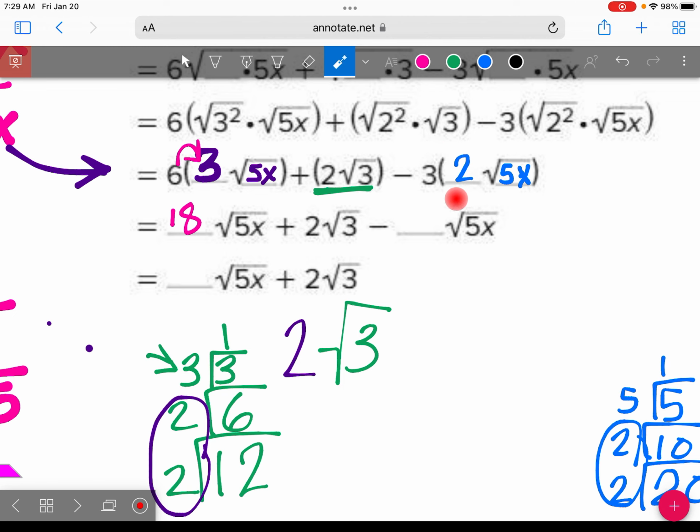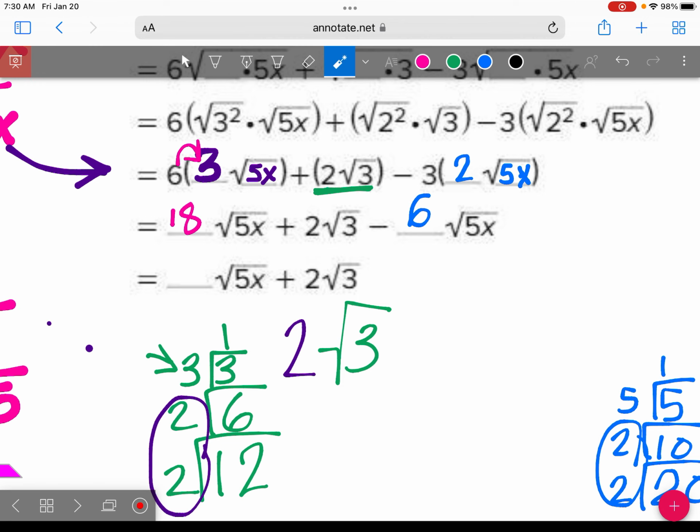Over here on our 20, we also had a 3 out front up there. So we have to multiply this here to get rid of these parentheses. So we have 3 times 2. Yeah, that's going to be our 6. And now we're looking to do our adding and subtracting. I have 18 square root of 5x plus 2 square root of 3 minus 6 square root of 5x.